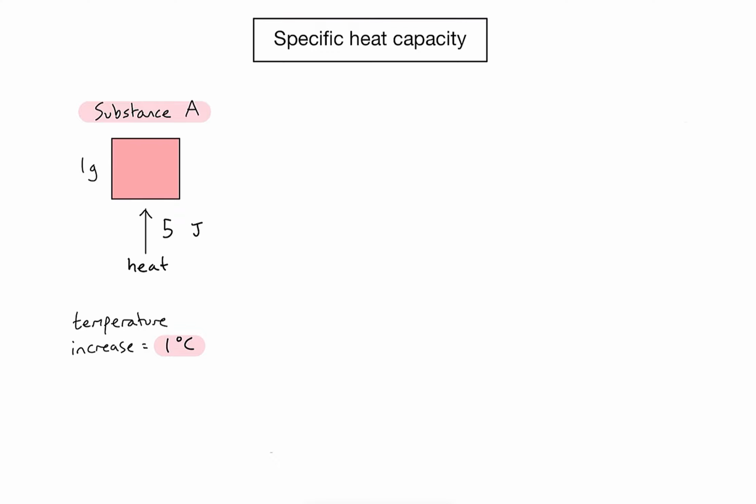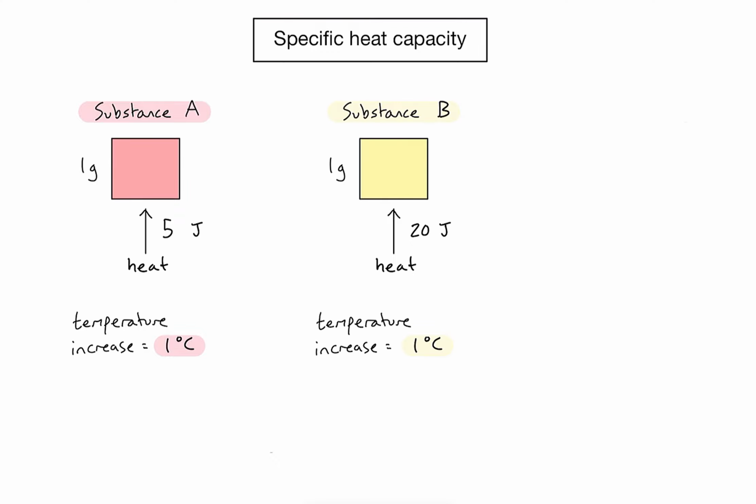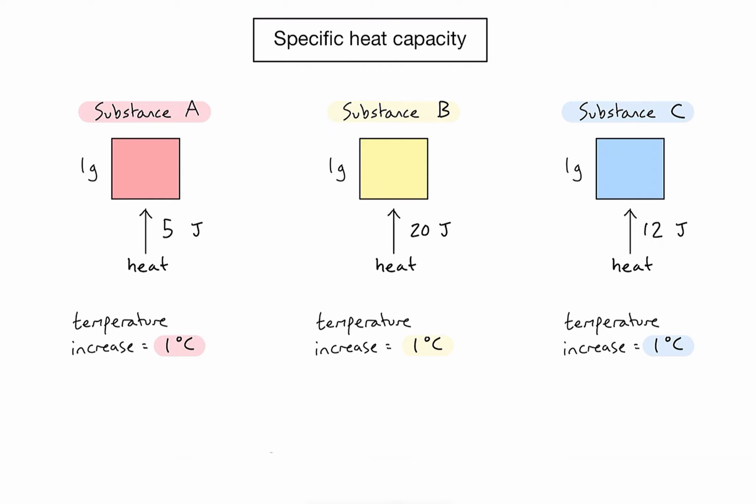1 degree. If I compare that to substance B, again we've got 1 gram of the substance, but this time it requires 20 joules of energy to increase the temperature by 1 degree. And the third substance, let's call it substance C. In this case again, we've got 1 gram of the substance, and it's taken 12 joules of energy to increase the temperature by 1 degree. So this is kind of the fundamental understanding here, in that if I have the same mass of different substances, they actually require different amounts of energy to increase their temperature by 1 degree.